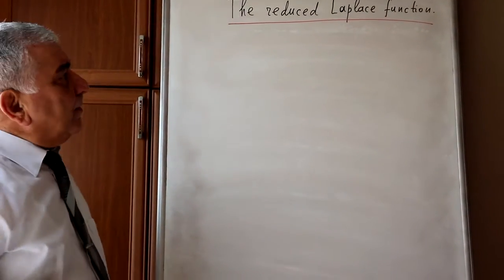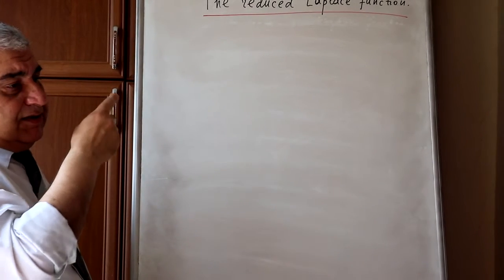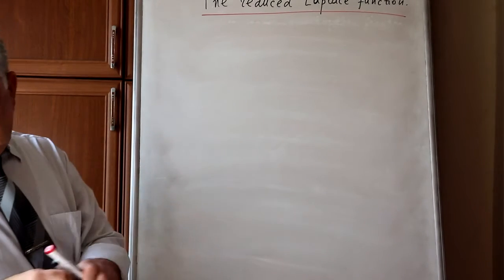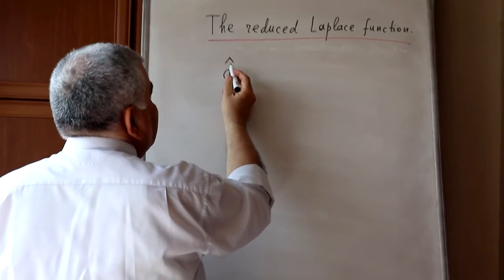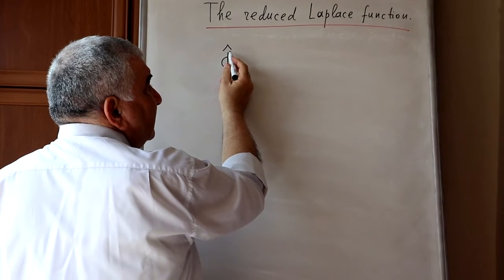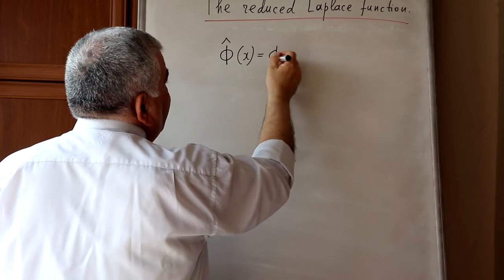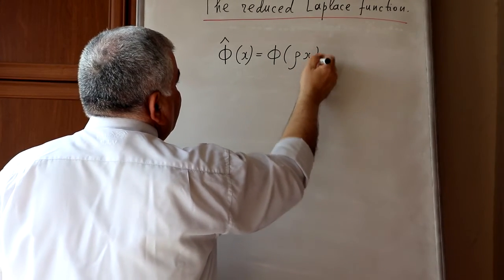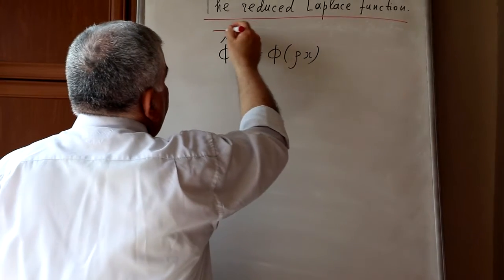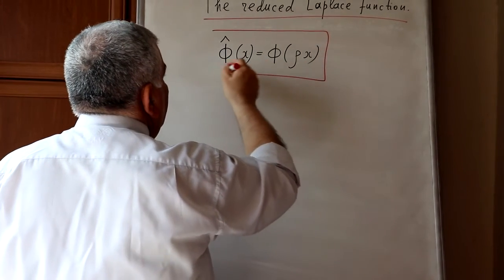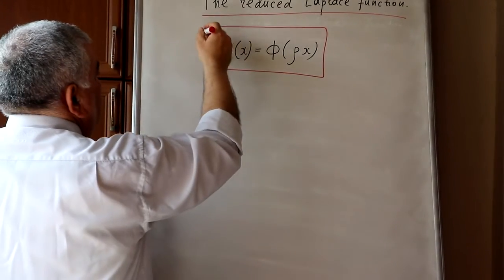This function has the following form and it is expressed by means of the error integral. Phi capital tilde. This symbol is read as tilde. Phi tilde of x is equal to phi capital of rho x.